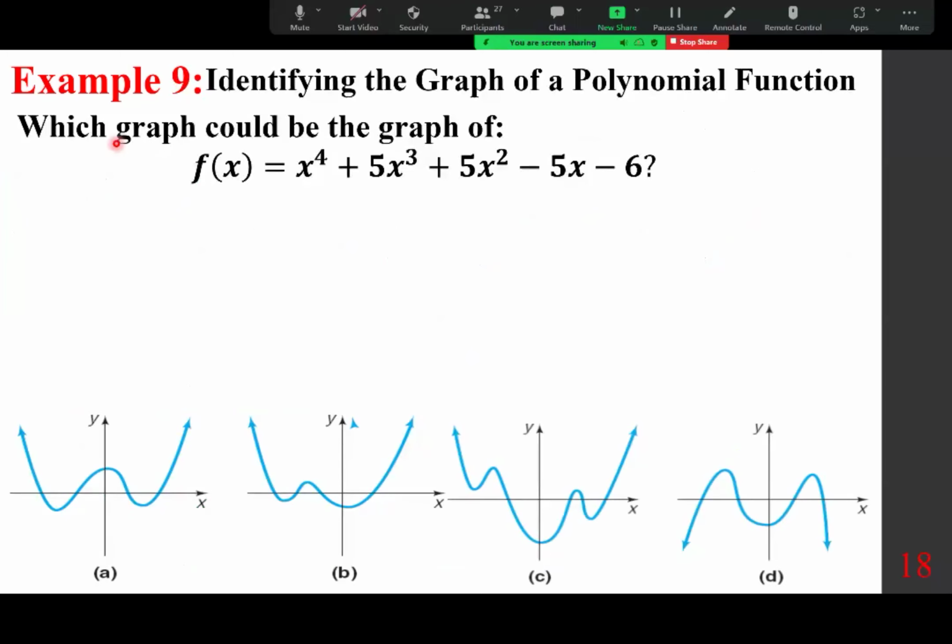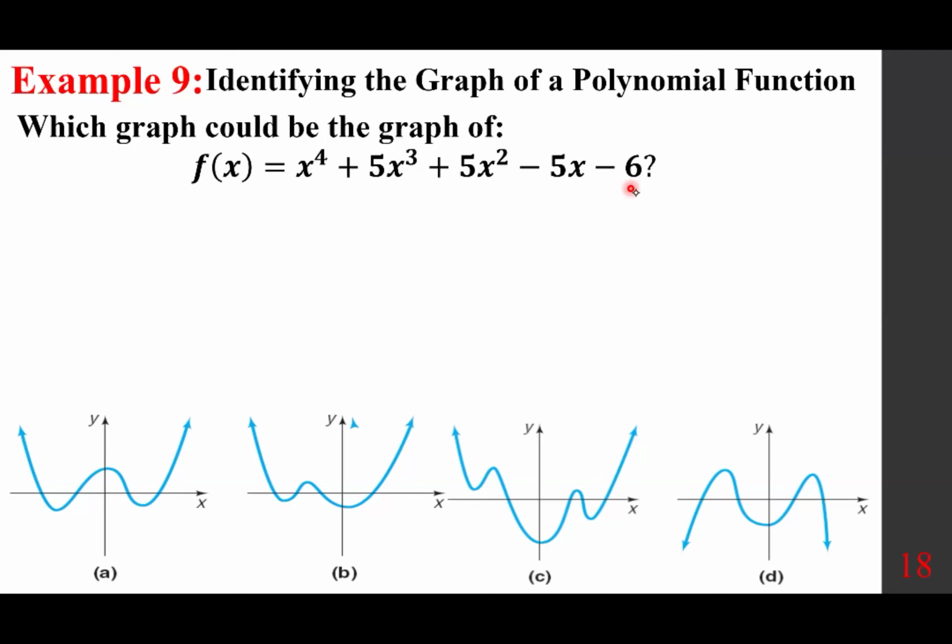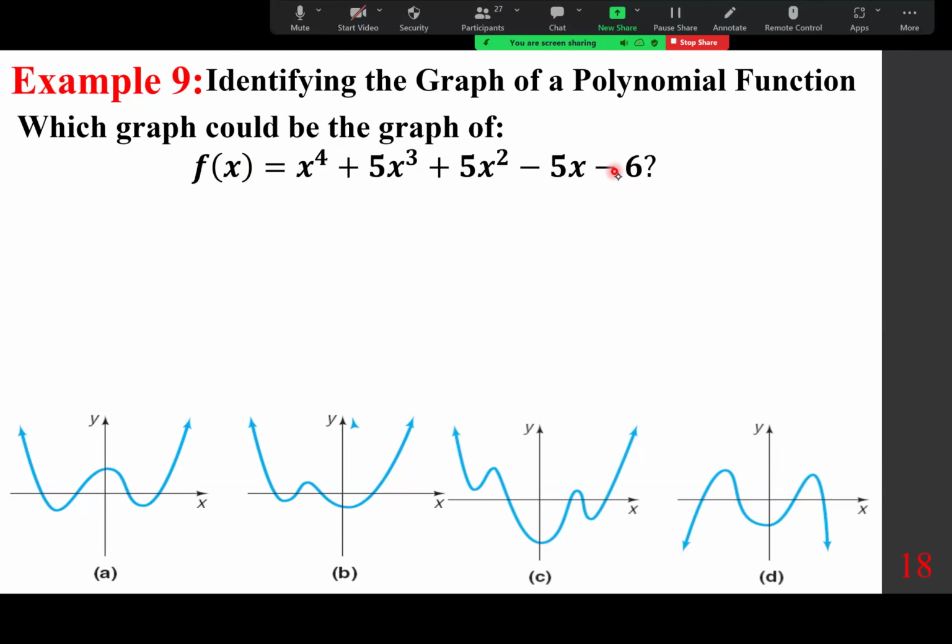Identifying the graph of a polynomial function. Which graph could be the graph of f of x equals x to the power 4 plus 5x cubed plus 5x squared minus 5x minus 6? We can figure out by simply getting rid of anything which cannot be. So there are a few points we can make here. Number 1, if you look at this function, what is -6? That's the y-intercept. So f of 0 is -6.